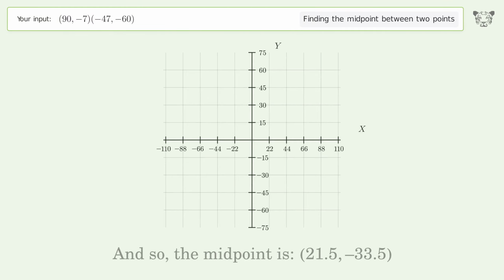And so, the midpoint is 21.5, negative 33.5.